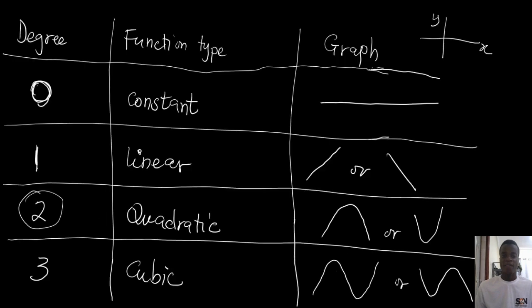Let's go back here and look at it. If the degree is 0, the function will be a constant function, and the graph will be a straight line. If the degree is 1, the function will be a linear function, and the graph will go up or down. If the degree is 2, the function will be called a quadratic function, and it will have 2 slopes. And the cubic function has 3 slopes, something like that.